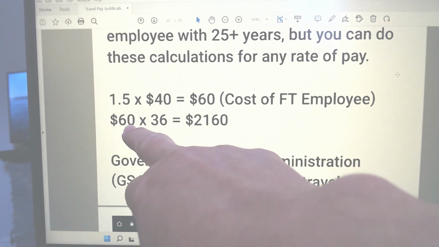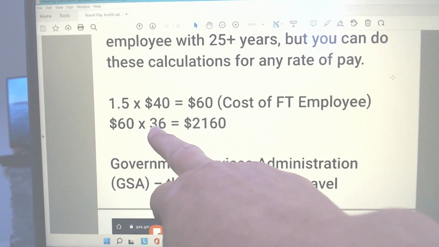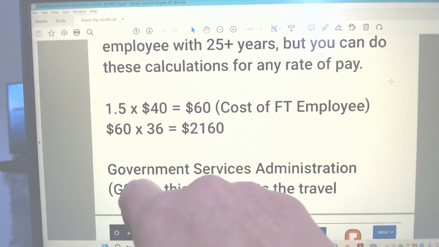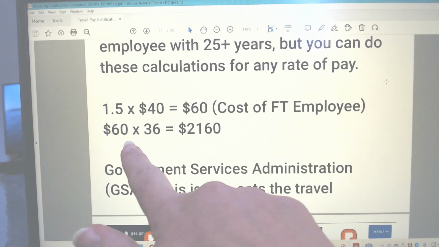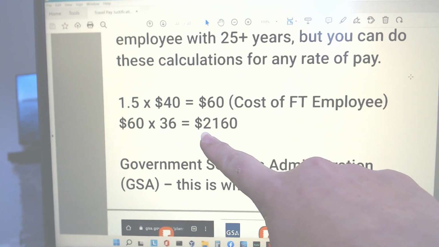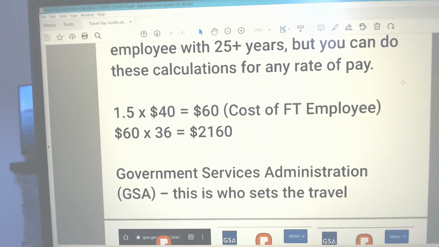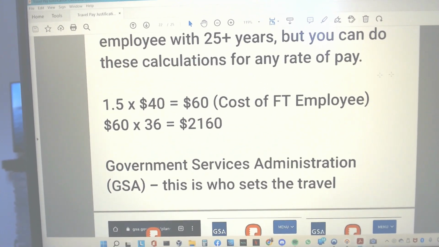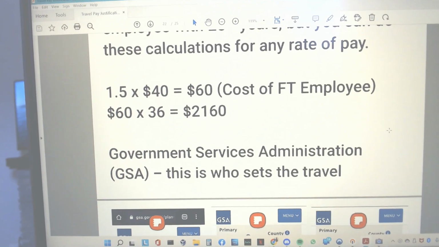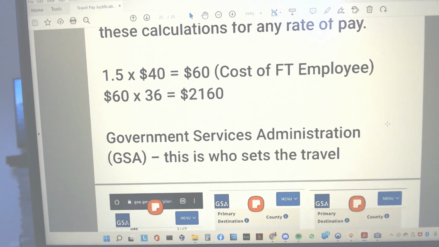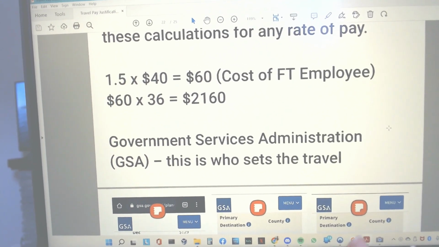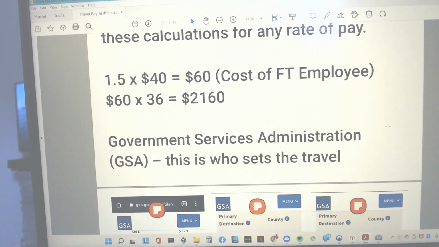Just base. So 60 times 36 hours, because we are not doing overtime in this. I will touch on it here and there with things I say, but other than that, I'm not doing calculations with overtime. $60 an hour for 36 hours, $2,160. That's what it would cost them. That's what they would pay out weekly for a full-time employee. Now, mind you, that's benefits, that's their retirement, that's everything. That's what they're paying out, okay?